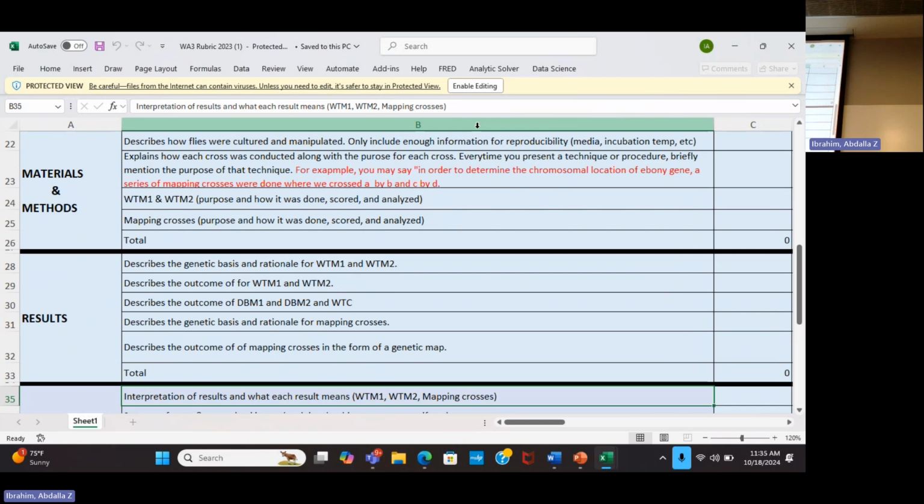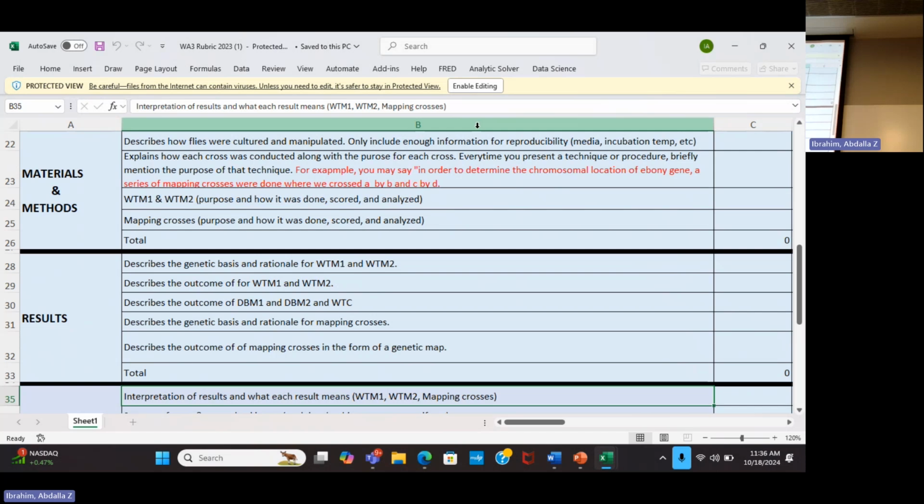I would not repeat and explain exactly what we have done, because we've written the methods. So you could say WT1, which was done to figure out the mode of inheritance, showed F1 was phenotypically dominant. The rationale in genetics is mainly that the phenotype we show in the F1 will be the dominant phenotype. This is like the rationale.